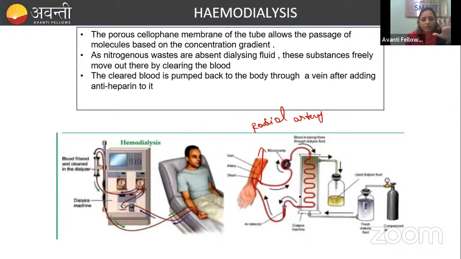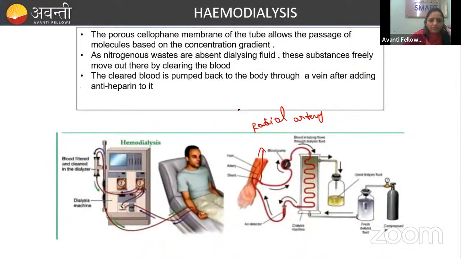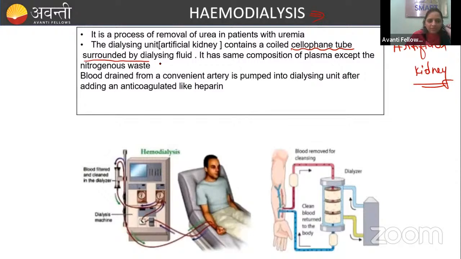The blood is rich in urea, right? And here they will move that blood. They are using a cellophane tube here. Here you can see the cellophane tube. The cellophane tube is going to carry the blood, and that blood will be passed into this tube. Here you can see the dialysis chamber.